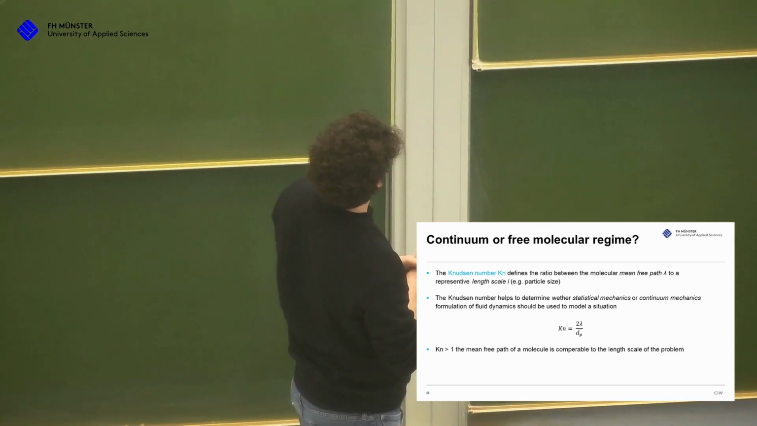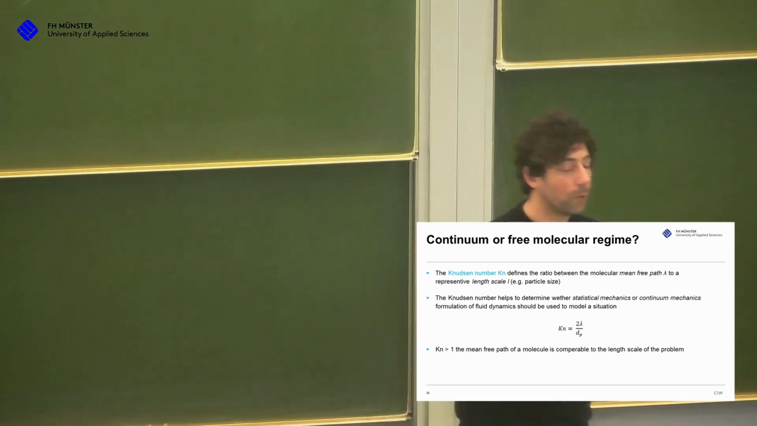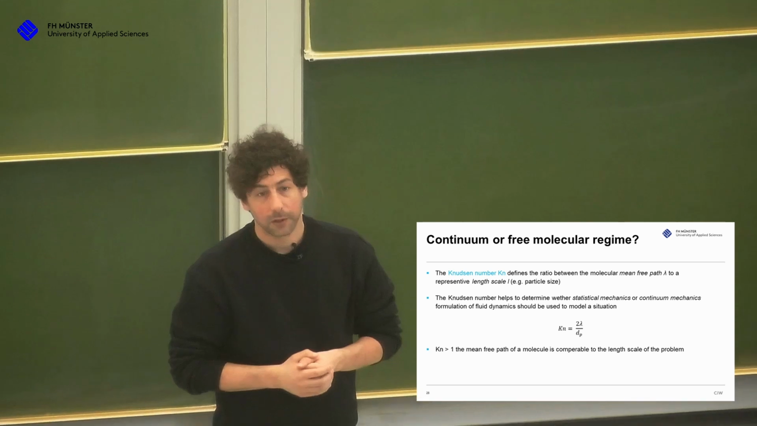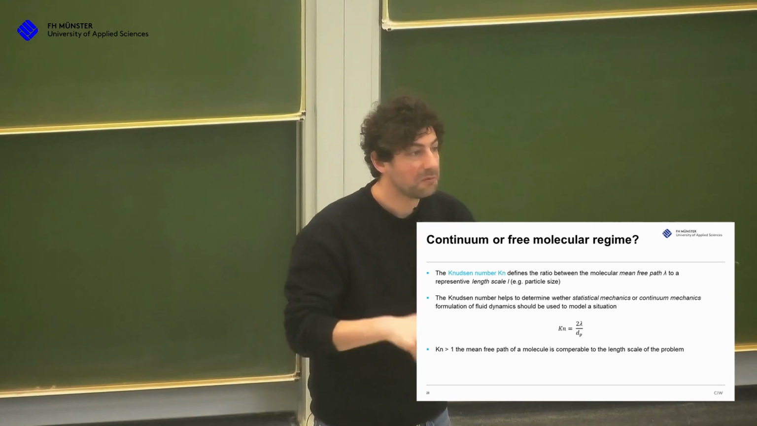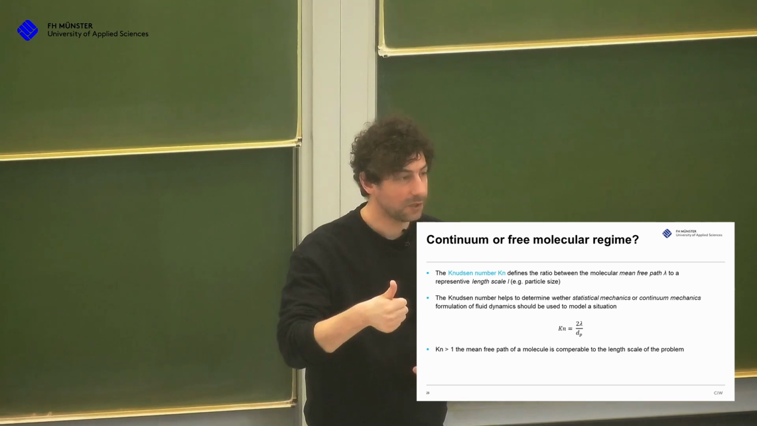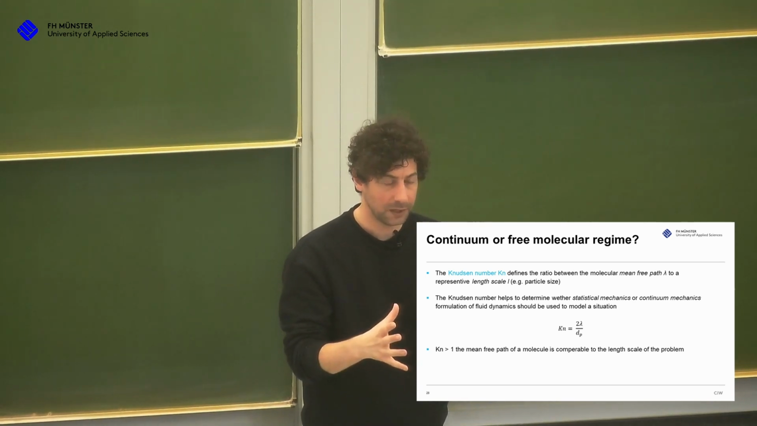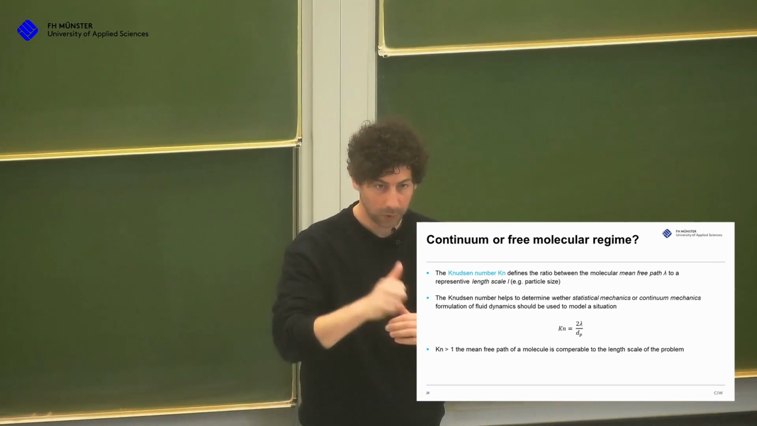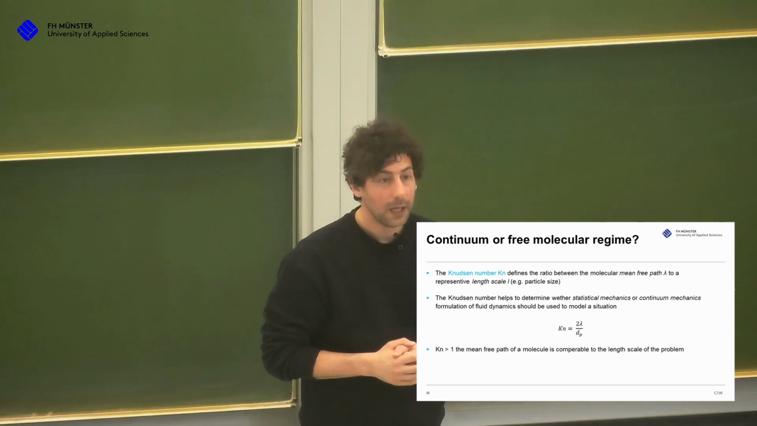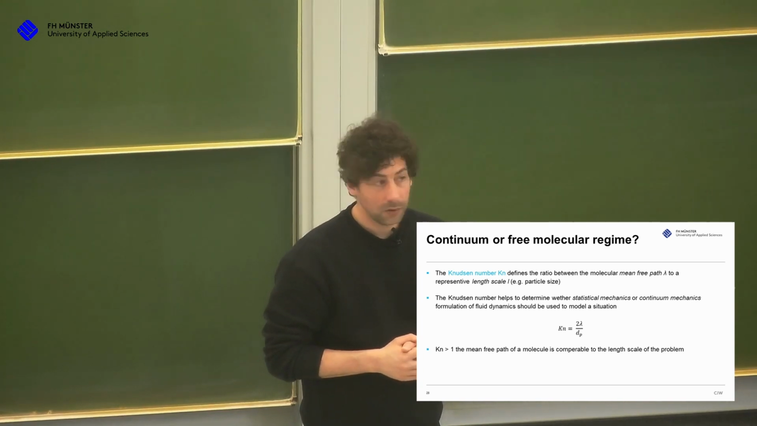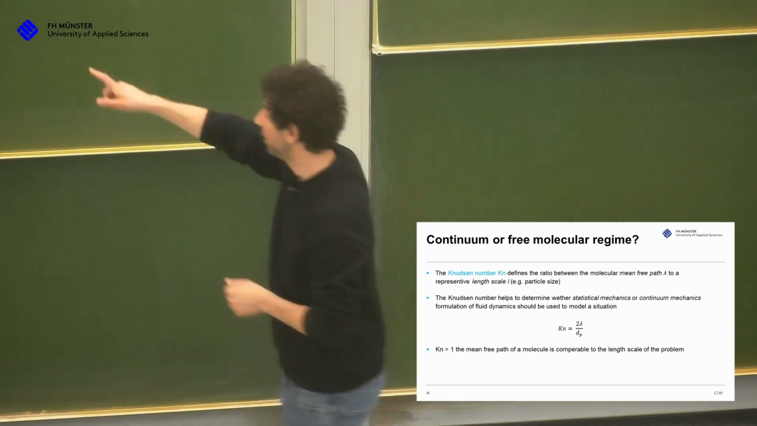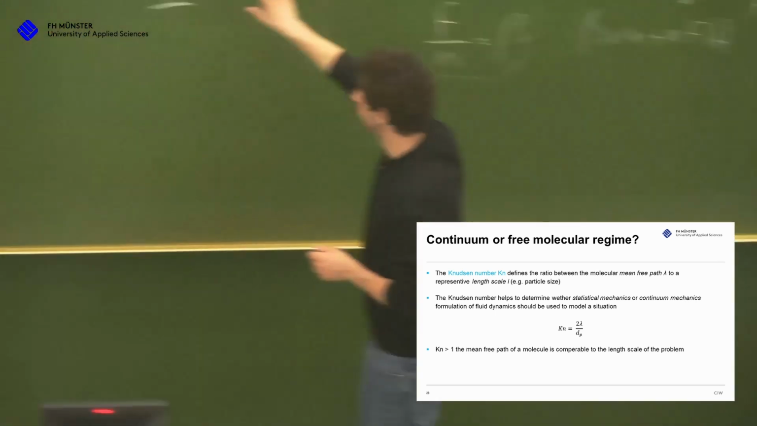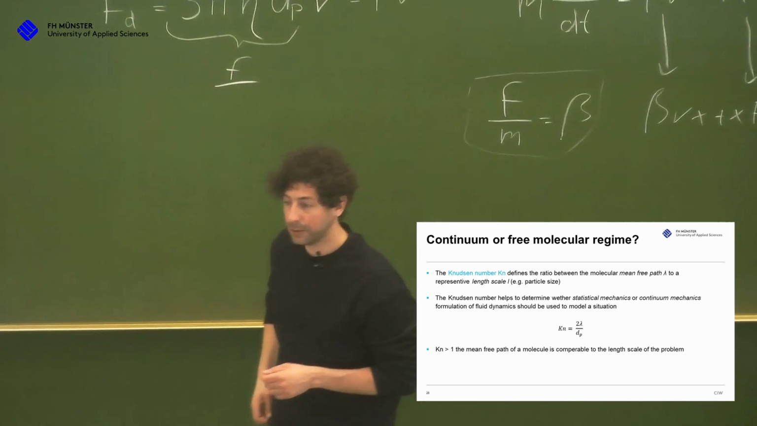If we take 66 times 2, we have 132, divided by 100 nanometers, roughly 1. So this means at 100 nanometers, our Knudsen number will already be larger than 1. And this means continuum theory doesn't work anymore. So everything below 100 nanometers cannot be described by continuum theory.